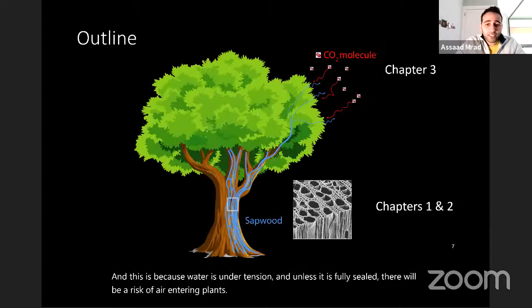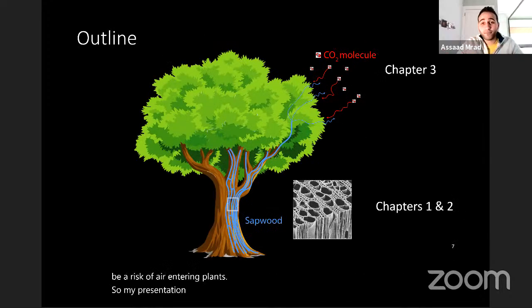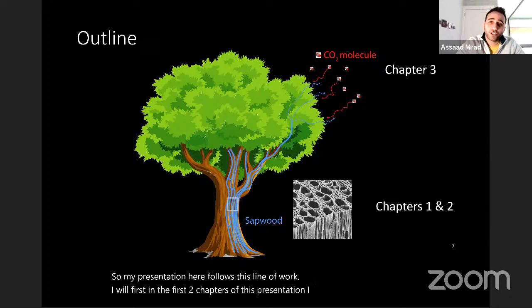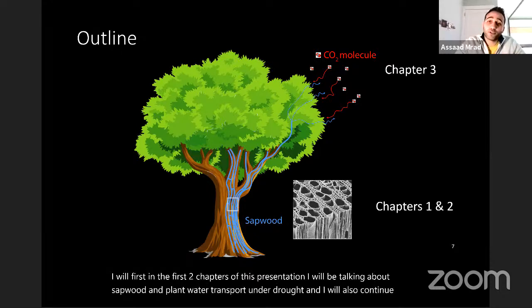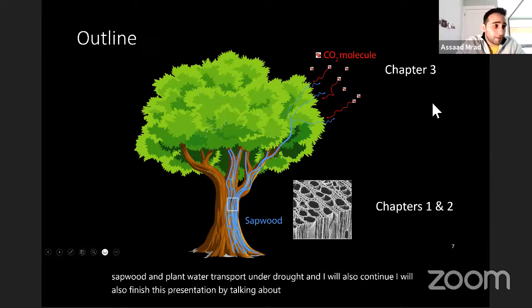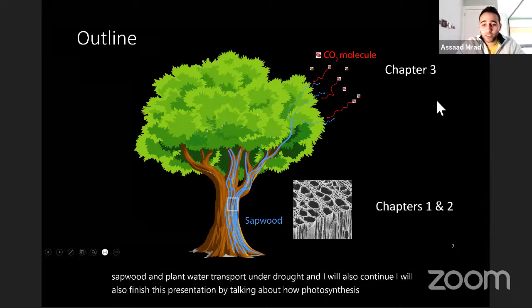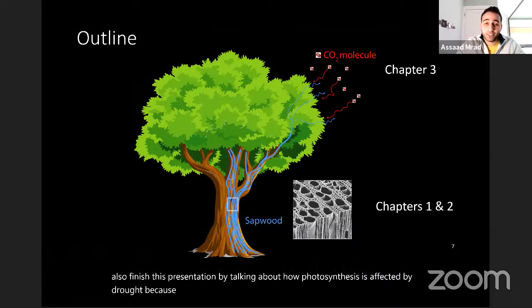So my presentation here follows this line of work. In the first two chapters of this presentation, I will be talking about sapwood and plant water transport under drought. And I will also finish this presentation by talking about how photosynthesis is affected by drought because of plant cavitation or drought-induced embolism.